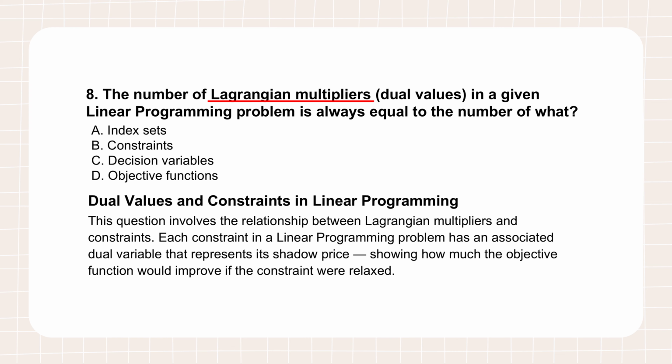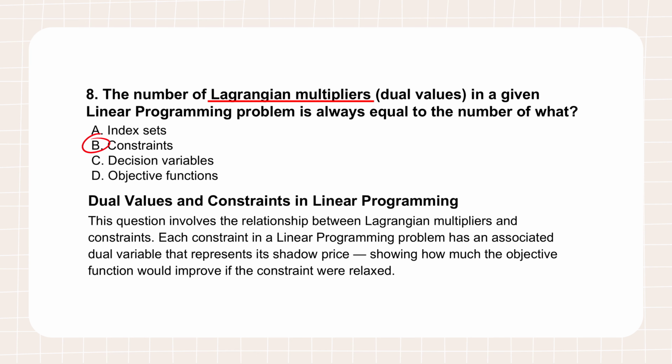What's the core mathematical truth about them? Well, first, the number of Lagrangian multipliers you have is always exactly equal to the number of constraints in your model, 1 for 1. But the real power is in how you interpret them. The dual value tells you the rate at which your objective function value, usually maximizing profit or minimizing cost, changes if you relax or tighten the corresponding constraint's limit by just one single unit.